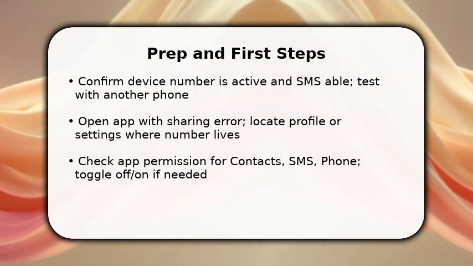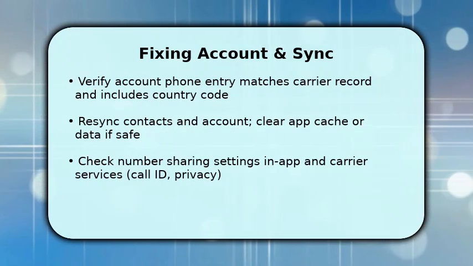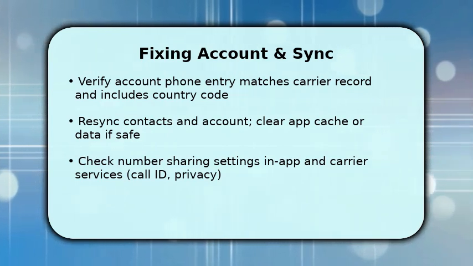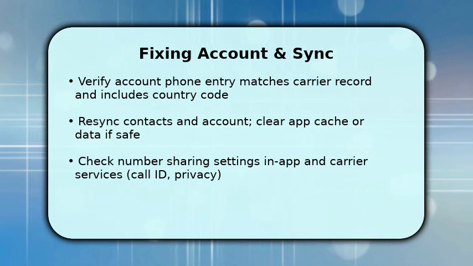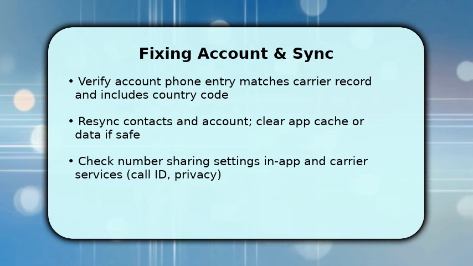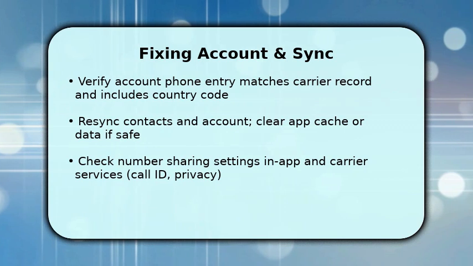You now inspect the account details. Make sure the phone entry exactly matches your carrier record, including country code and no extra characters. Next, resync contacts and account data. Go to account settings and trigger manual sync, and if problems persist, clear the app cache or app data. Note: data reset may require re-login.